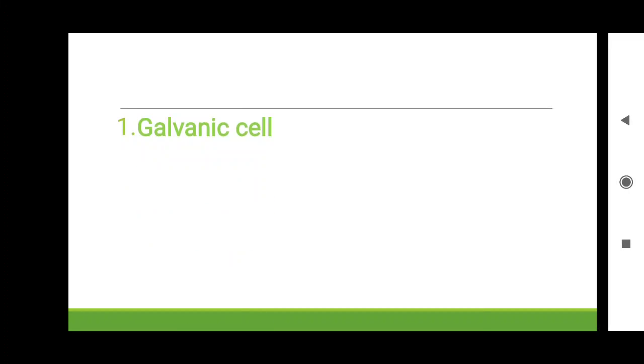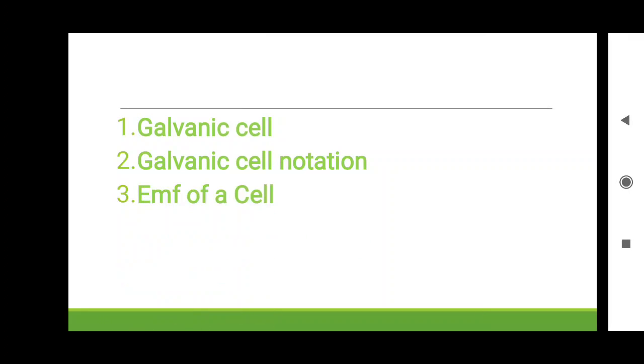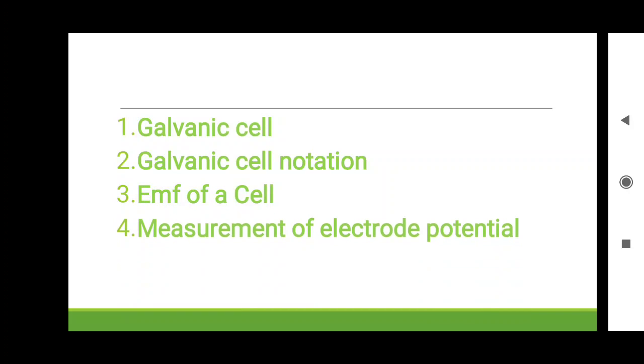So, in this session, we are going to discuss Unit 9 Electrochemistry. The topics are galvanic cell notation, EMF of a cell, and measurement of electrode potential. First, we will see galvanic cell.